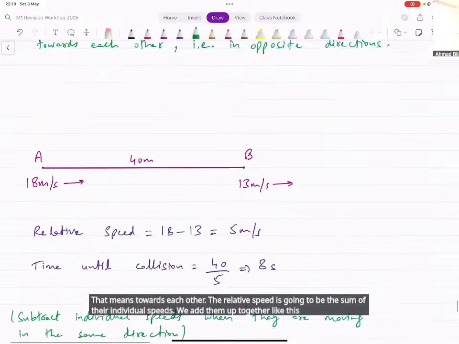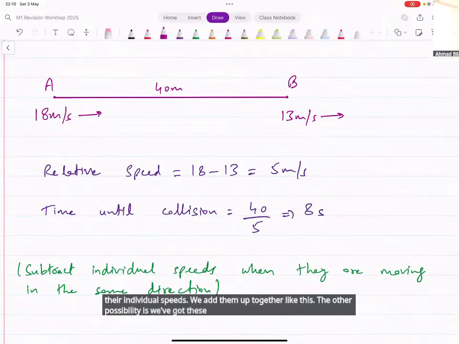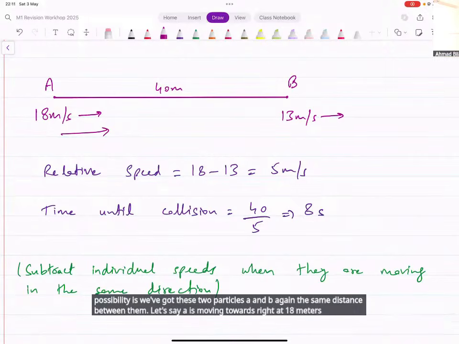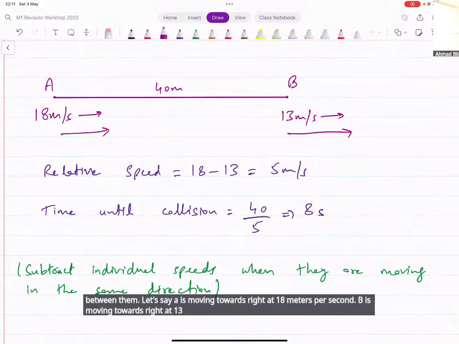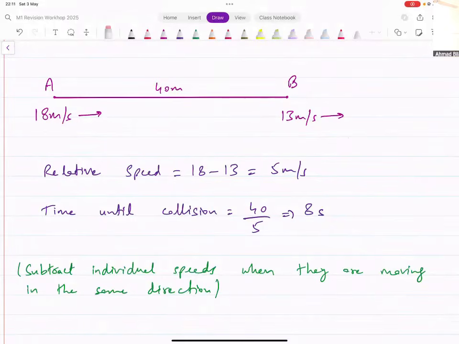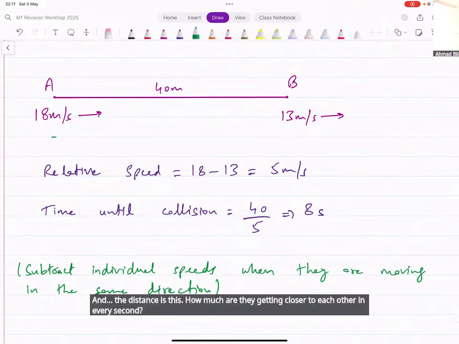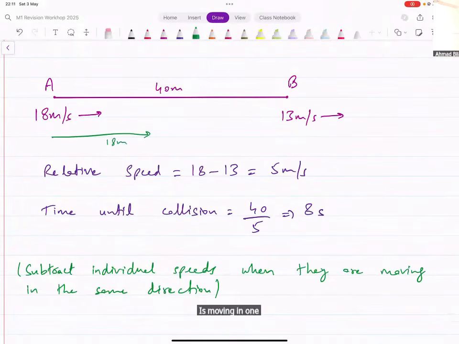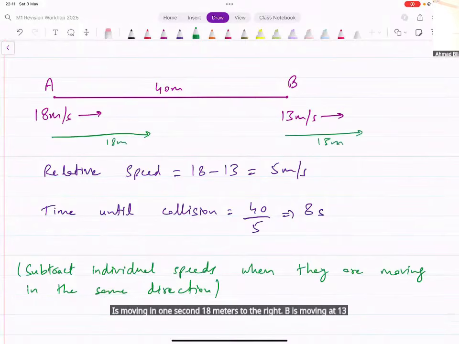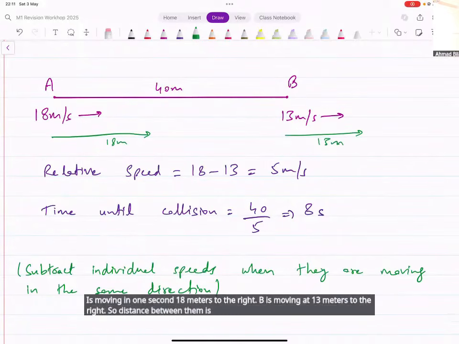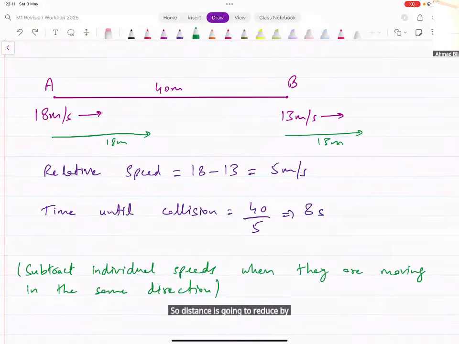The other possibility is we've got these two particles A and B, again, the same distance between them. Let's say A is moving towards the right at 18 meters per second, B is moving towards the right at 13 meters per second, and the distance is this. How much are they getting closer to each other in every second? A is moving 18 meters to the right in 1 second, B is moving 13 meters to the right. So the distance between them is going to reduce by 5 meters, because A is traveling 5 meters more than B. So the distance is going to reduce by 5 meters.